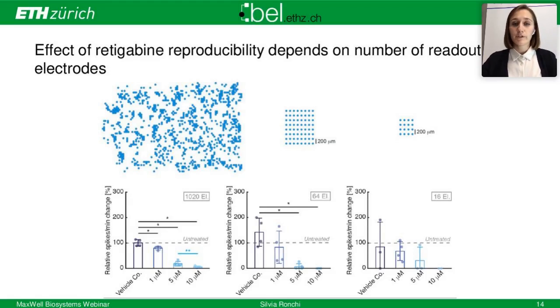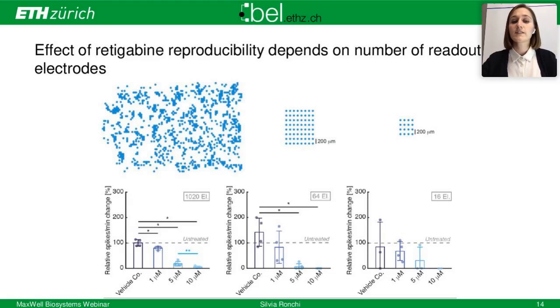Then we used a second configuration of 8 × 8 electrodes in a grid placed every 200 micrometers. In this case, it was possible to find differences between the vehicle control and 5 and 10 micromolar of retigabine, and not between 1 micromolar of retigabine and the vehicle control. Moreover, the standard deviation increased.